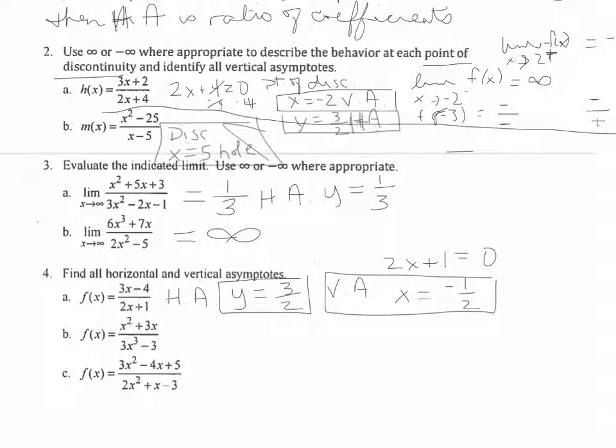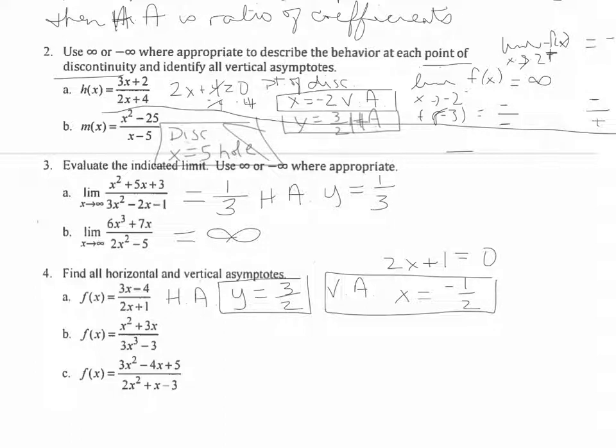How are we doing? All right, so looking for vertical asymptotes, your denominator would be equal to 0. You just make sure that it doesn't also cause the numerator to be 0. If it does, it's not an asymptote, it's a hole. And your horizontal asymptote is going to be the ratio of those leading terms.